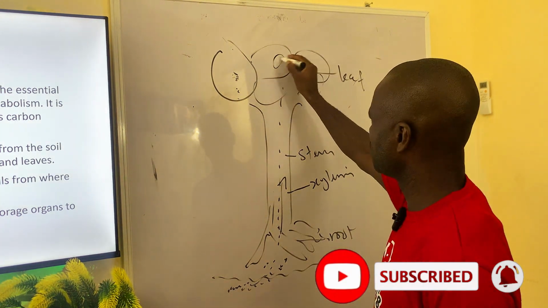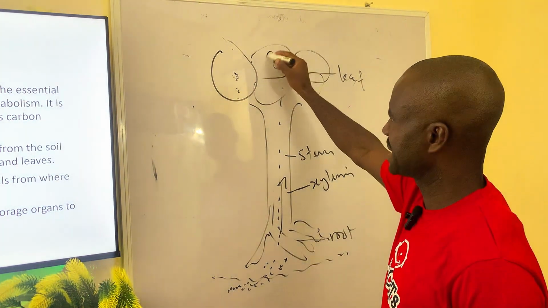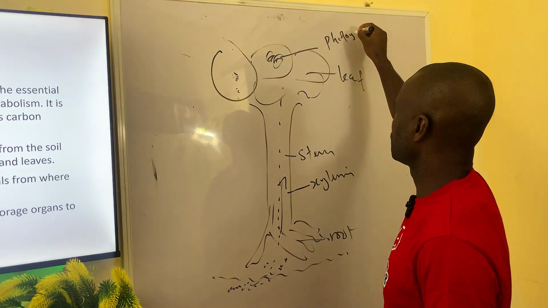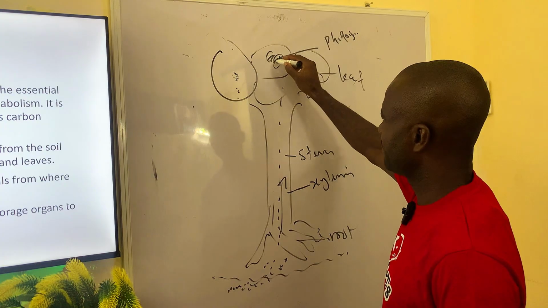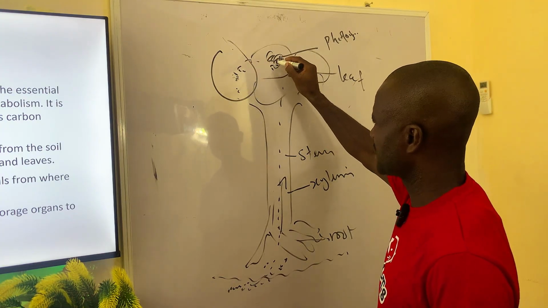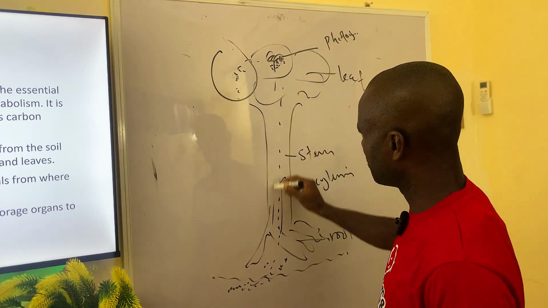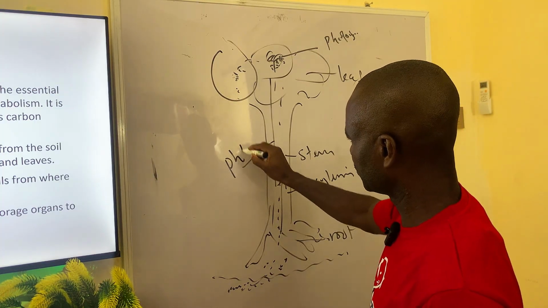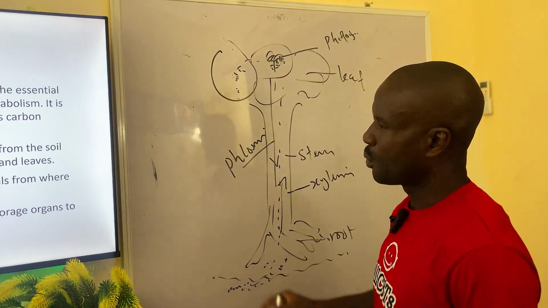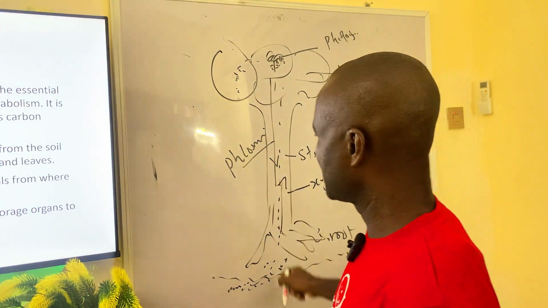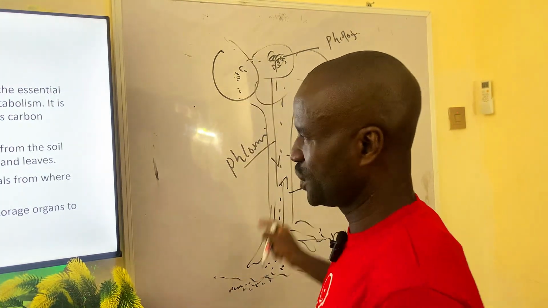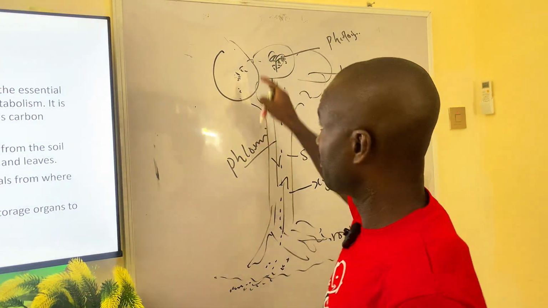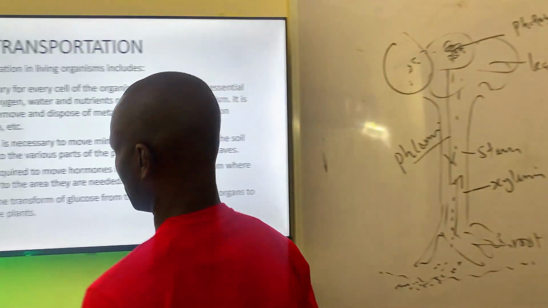Then manufactured food during photosynthesis. We said photosynthesis is the production of starch. So this material is produced in the form of starch, and then it needs to move to the storage part of the body through a vessel known as phloem. Without transportation, this material won't be able to move from one region to the other. We won't be able to move water, neither will we be able to move manufactured food from where it is produced to different parts of the body.